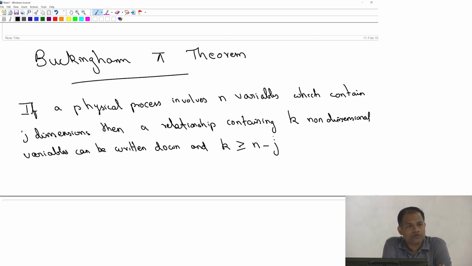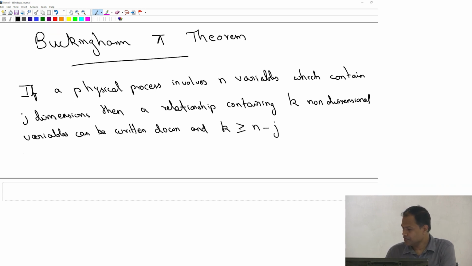So suppose you have a physical process which contains, let's say, n variables and it involves j dimensions, then you can find a k which is n minus j or greater than n minus j, and you will be able to find k non-dimensional groups and you will be able to write down a relation between them.